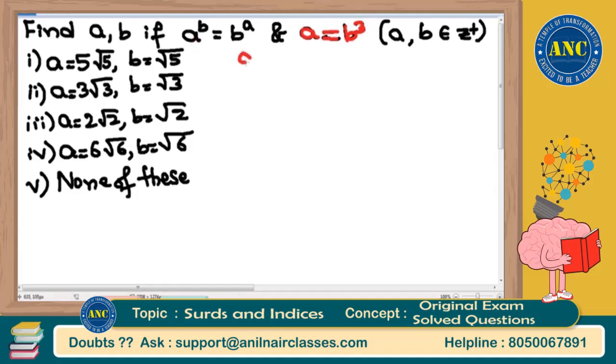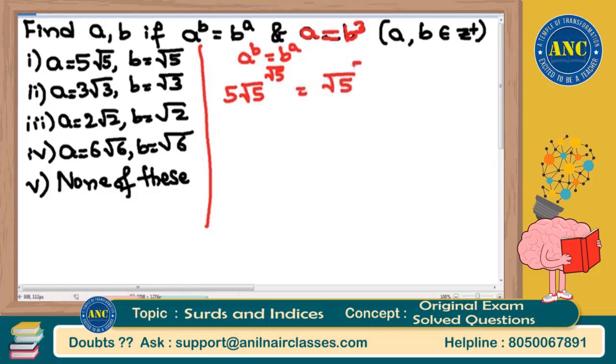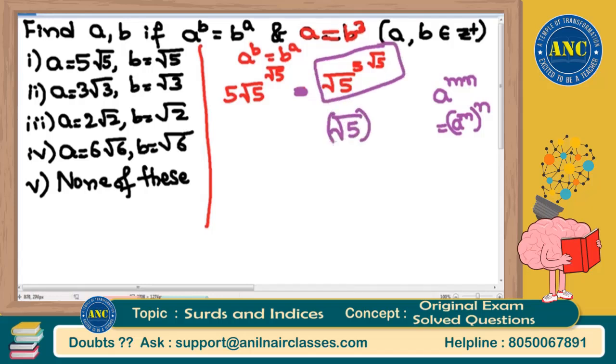First option, A power B is equal to B power A. If I use A value 5 root 5 and B value root 5, then 5 root 5 to the power of root 5 is equal to root 5 to the power of 5 root 5. Right? Now think logically. Forget about the equal sign, we don't know whether they are equal or not, we are checking it. Can I say that A power mn is nothing but A power m whole power n? So this is of the form A power mn, and can be written as A power m whole power n. I believe it is clear, sir.